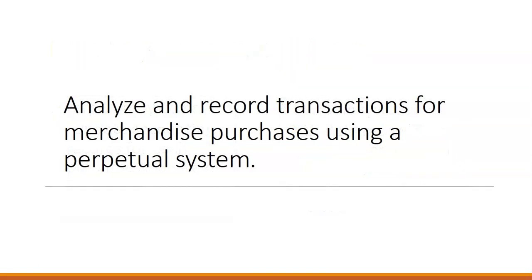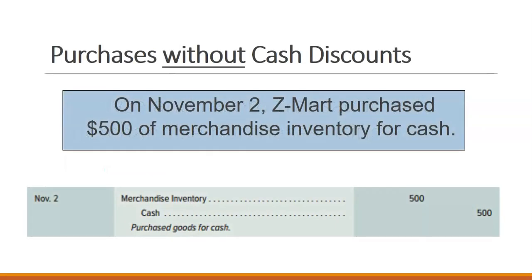We're going to look at some transactions for purchasing merchandise using a perpetual system. So this is when we purchase merchandise for the idea that we're going to sell it at a later date. So we're going to purchase $500 of inventory for cash. We now have a current asset called merchandise inventory, and we have credited cash for the reduction of cash.